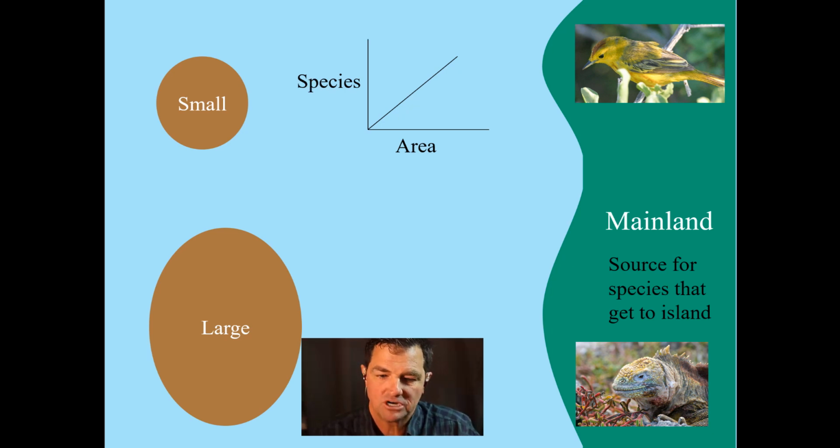So remember, a larger area increases the number of species because of two important reasons we mentioned before. One is you tend to have more habitat diversity when you have a bigger area, and the other is you tend to have larger population sizes, and remember, larger population sizes tend to be more stable and less likely to go extinct.